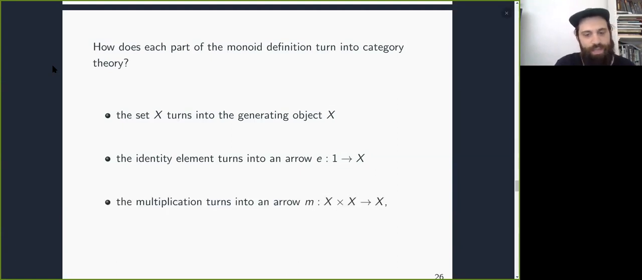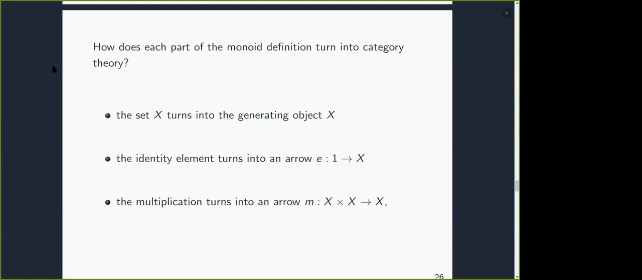And also, the multiplication is going to turn it into some arrow. Because we have this object x times x in our Lawvere theory, we can talk about arrows from it. And the multiplication arrow will just be some arrow from x times x to x.